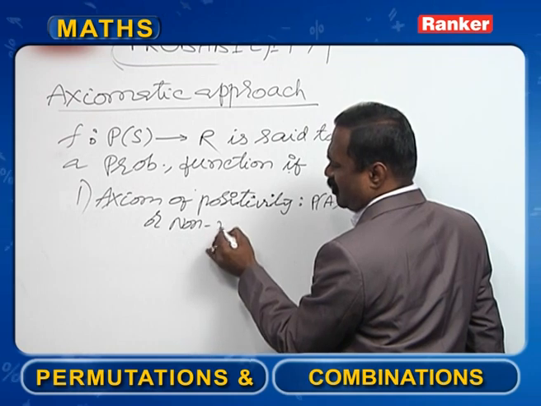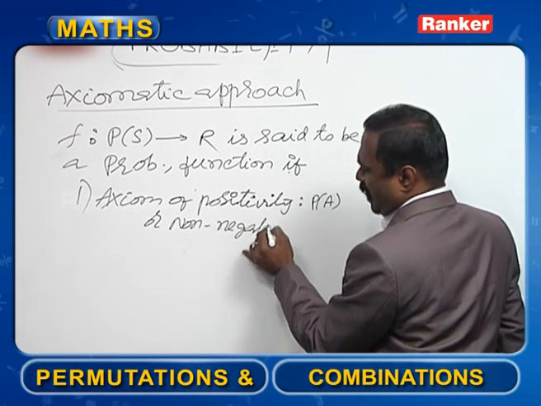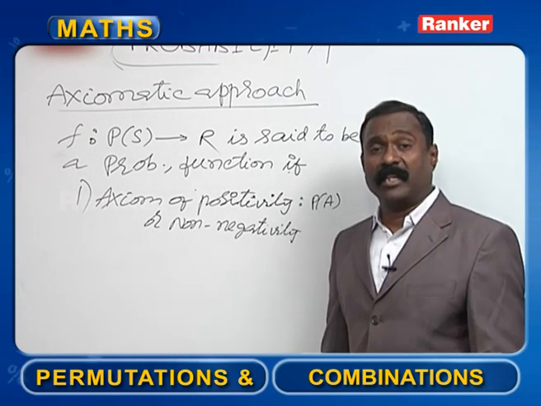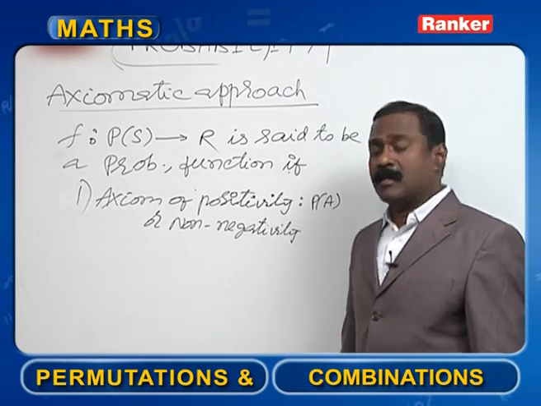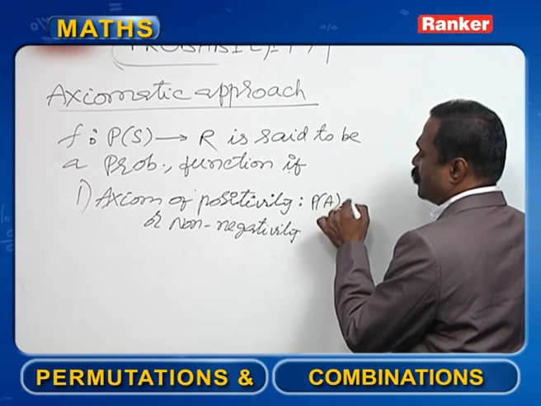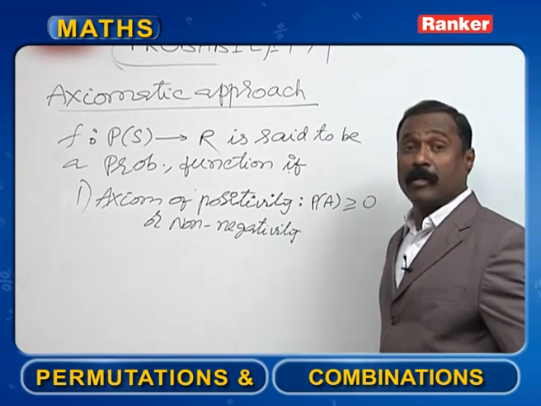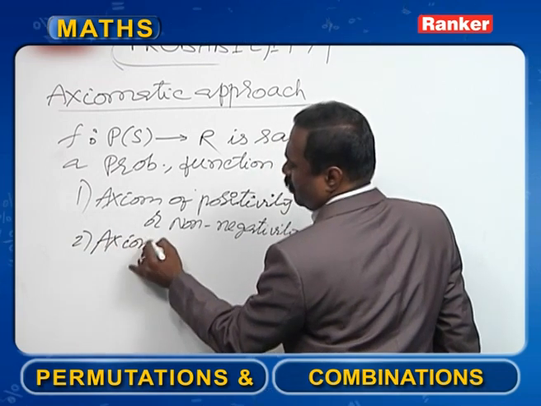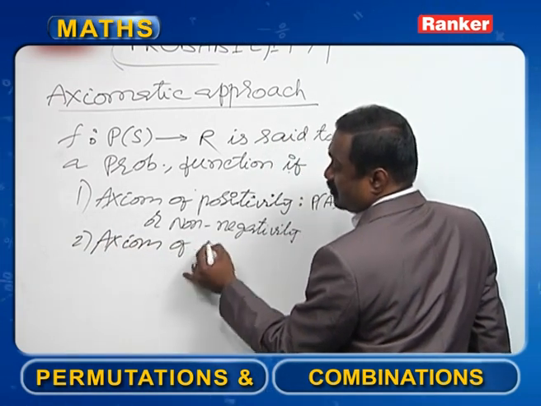You must say exactly, it should be axiom of non-negativity. Non-negativity means it will never be less than 0. So P of A should always be greater than or equal to 0. That is nothing but axiom of positivity. Number 2, axiom of certainty.